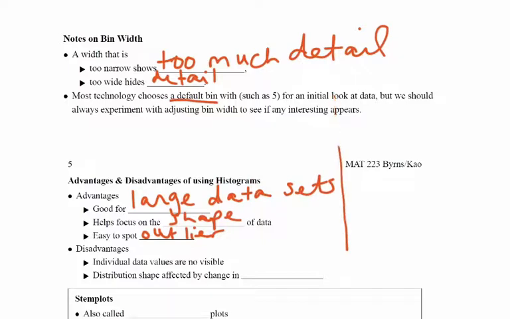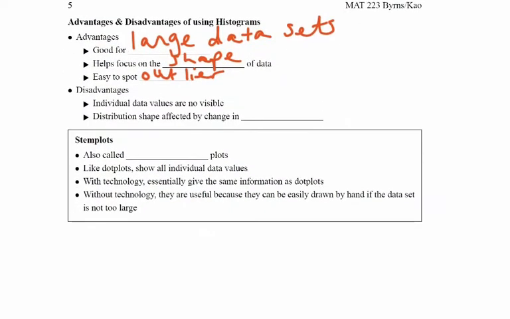Some disadvantages to using a histogram are that it does hide those individual data values. So individual data values are not visible. And the distribution shape is affected by the change in the bin width. So like I said, you're going to have to play with that bin width a little bit to get a sense of what works for that data.